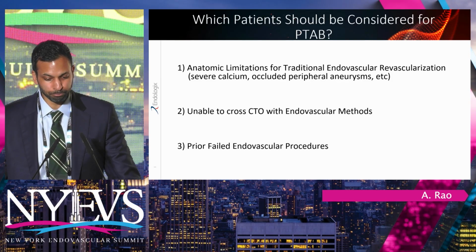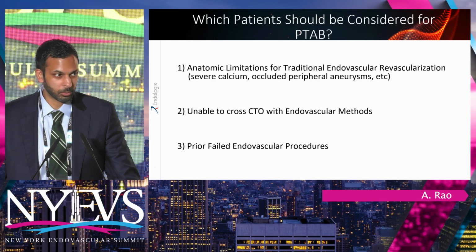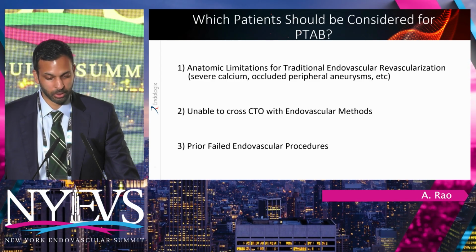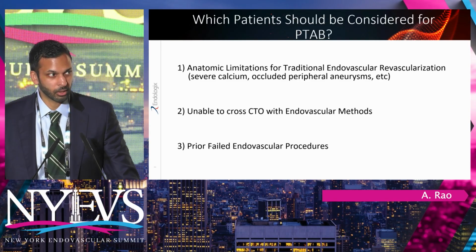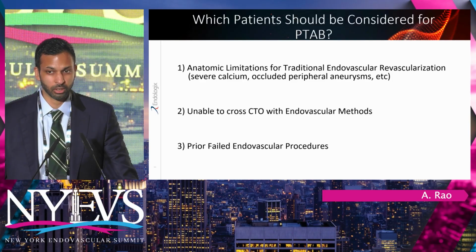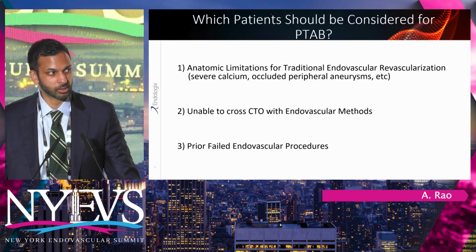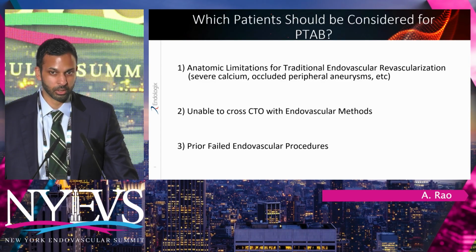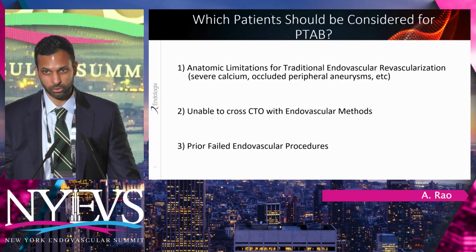There are patients you're going to not be able to cross even with the best of hands. If you can't do that, that's where PTAB can also be a good option in these patients. And then finally, you're going to have patients that maybe you've done an SFA intervention somewhere else and they undersized the stent, and even if you open that vessel, within a year or two, if not sooner, you're going to be back. That's another patient where you may consider going straight to PTAB.